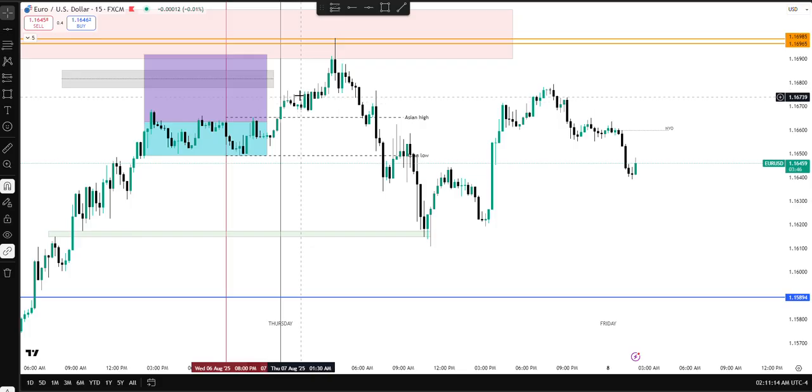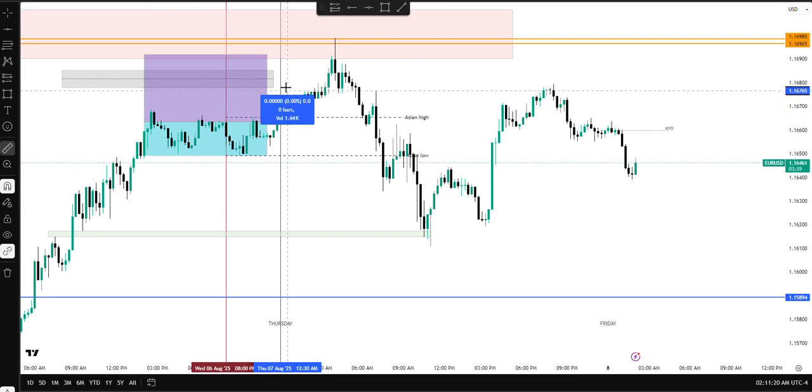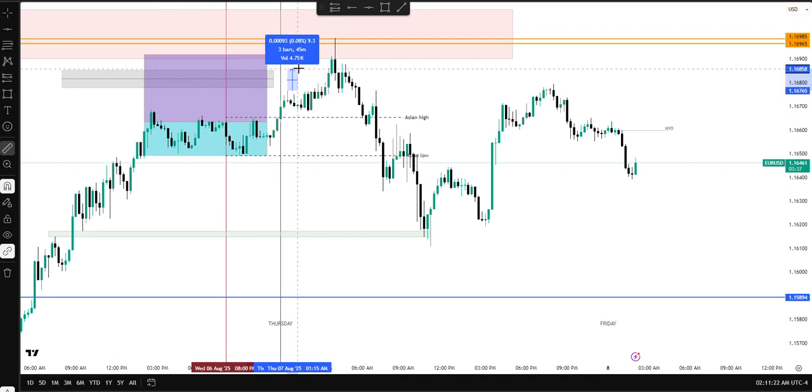But then we can also use this range here, this high, before 2 a.m. starts. We take the measure tool, go 10 pips, not enough. We go 20 pips. Perfect, we're inside the range.